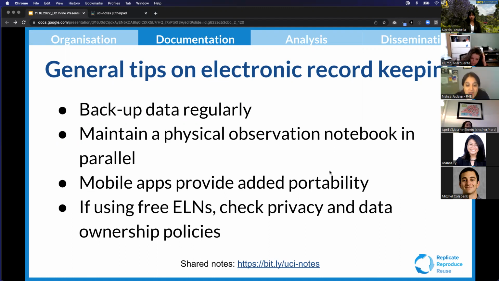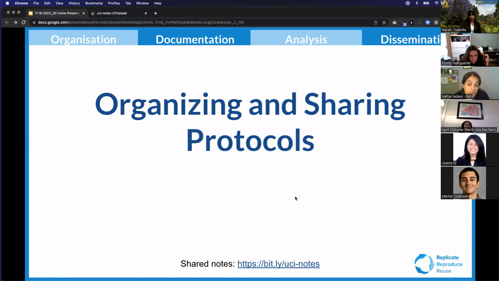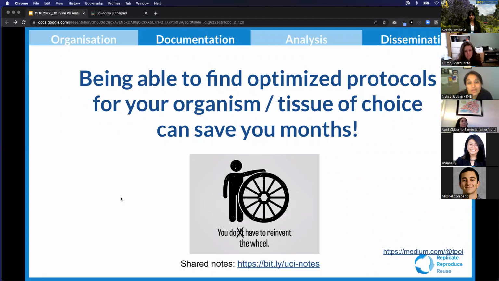Great. Okay, so now we're going to go on to protocol sharing and organizing. I remember when I started in a lab, trying to figure out protocols and optimizing them, or finding a protocol that was working, can be quite tricky. Next slide, please. Finding a protocol that is working or somewhat working in your organism, in your tissue of choice or your model organism can save you a month, sometimes even years, depending on what your area of research is.